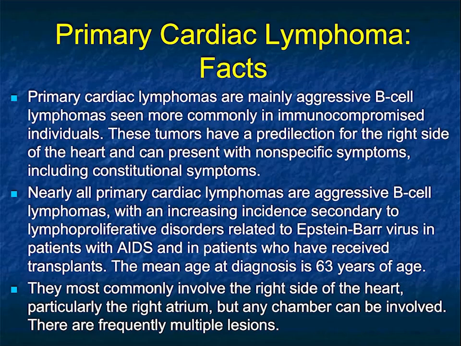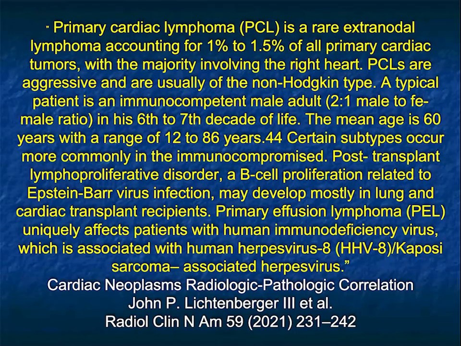Again, they're B-cell lymphomas with an increased incidence in patients related to Epstein-Barr virus, in patients with AIDS, and in patients who've had transplants. It's an older population, about age 63. Again, besides the right side of the heart and the right atrium, any chamber can be involved. It's a rare extranodal lymphoma.